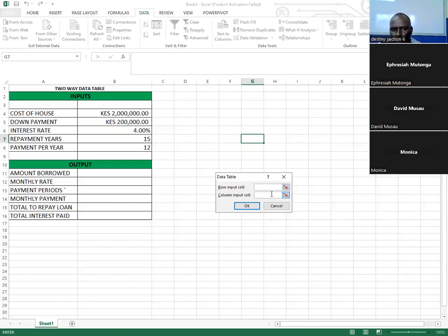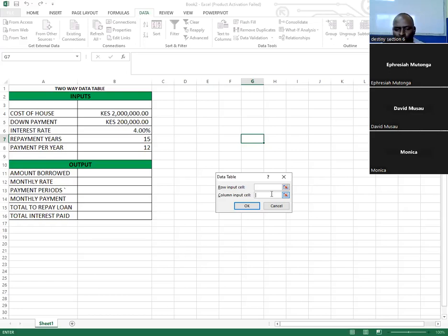I used the column because we had the answer for an investor who had taken a loan or a mortgage of 2 million and was paying for 15 years. So we put our years column-wise, and that is why I selected the column input. Otherwise, you can also select the row input cell, provided it is a one variable data table, or a one-way data table.